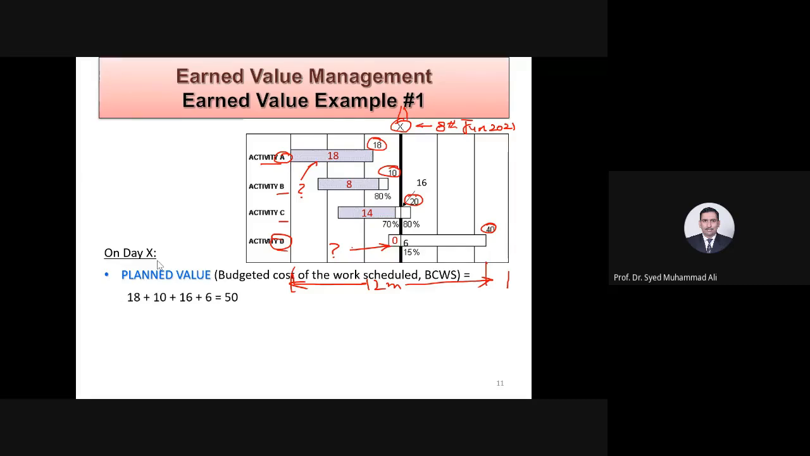For activity A, you should have completed 18 units. So you see, yes, 18 units are complete. This is the progress, complete. For activity B, this is A, now this is B. Now you are standing at X. What should have been the progress as per the plan?